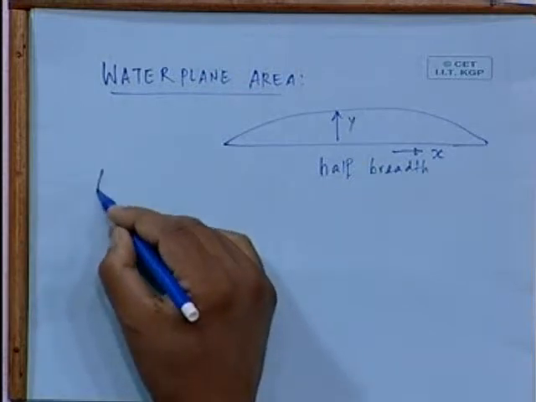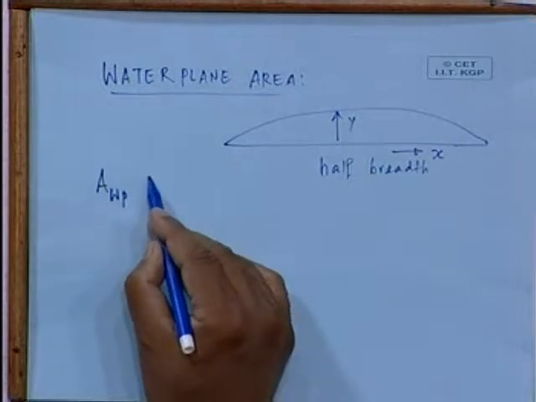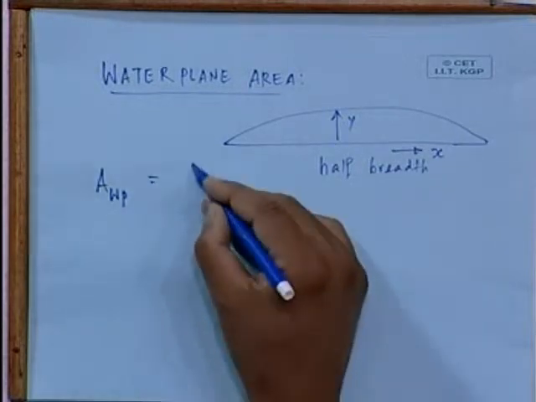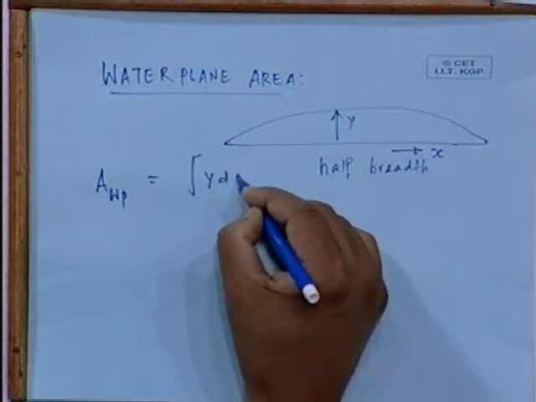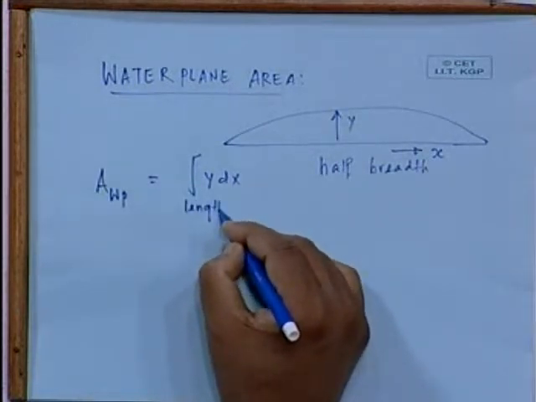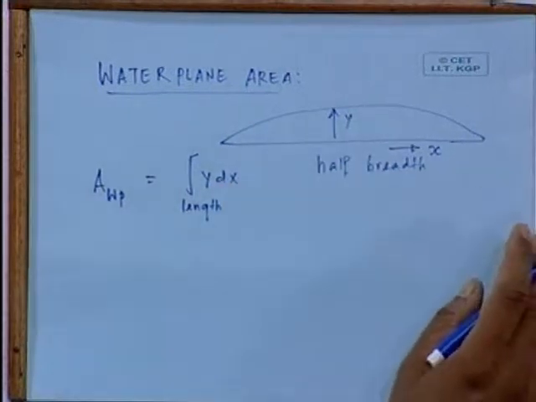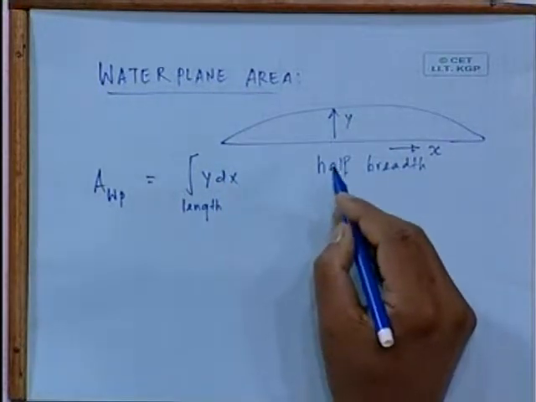Number one is the area of water plane. What is the area of water plane? Area of water plane is given by simply y dx over the length. Straightforward, this area. Now I need to find out the center of this.